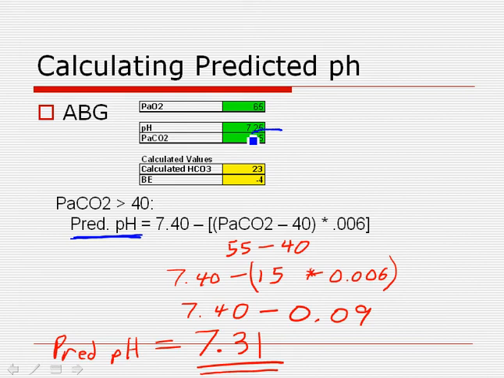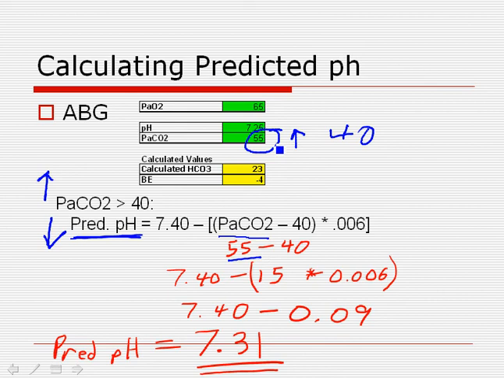I've got a CO2 of 55. I know my CO2 is higher than normal. Normal is 40 millimeters of mercury. This is definitely higher. What's the result of that going to be on my pH? Well, I'm going to have a lower pH. I've got a high CO2, so I'm going to have a lower pH. I know my patient's acidotic just due to the CO2 buildup in the body. CO2 is an acid.